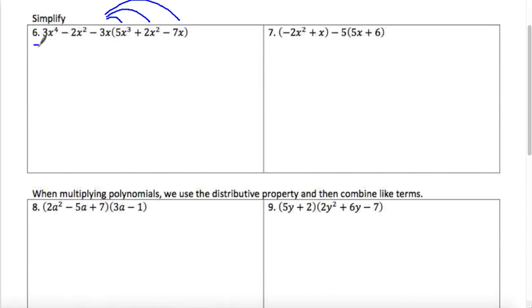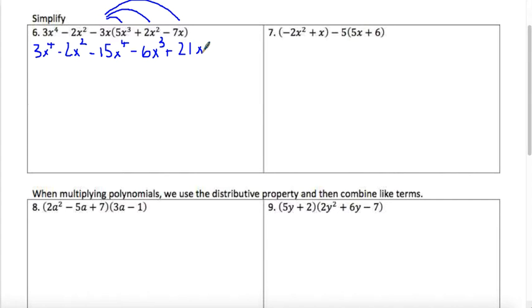So we have 3x to the 4th minus 2x squared, and then minus 15x to the 4th minus 6x cubed and plus 21x. And from here, we just need to combine all like terms.